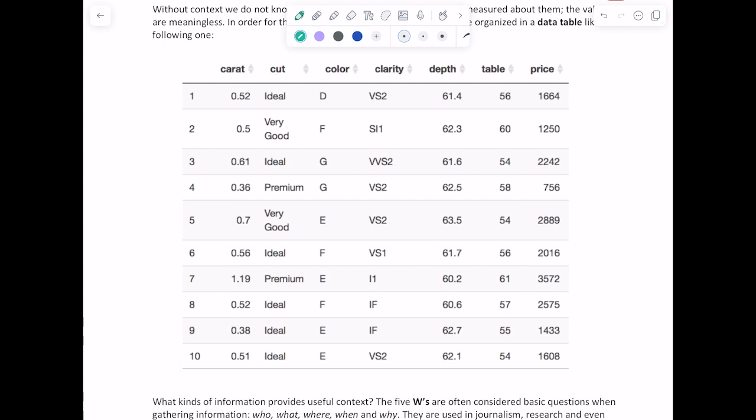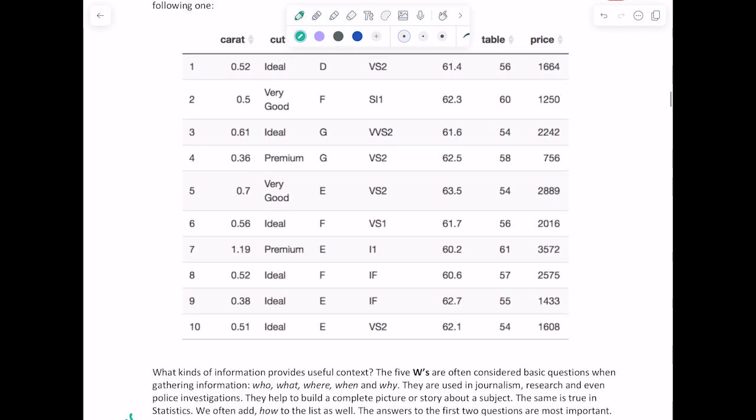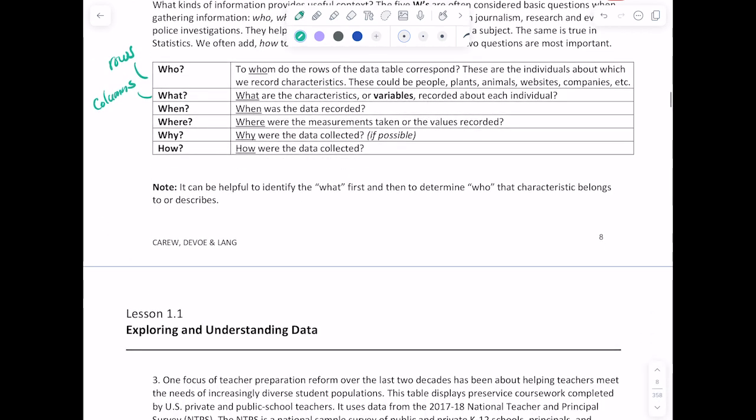And we divide our variables into two types. We've got categorical and we have quantitative. Okay, categorical refers to categories and quantitative refers to numbers. The when, where, why, and how are also important to take a look at.